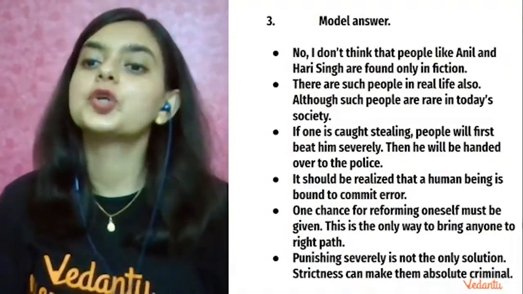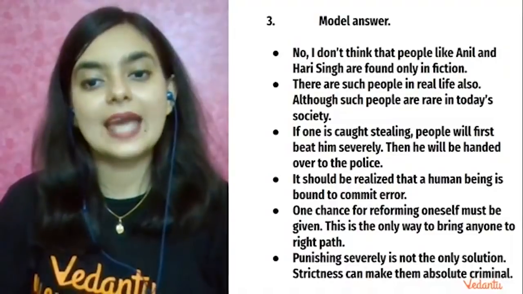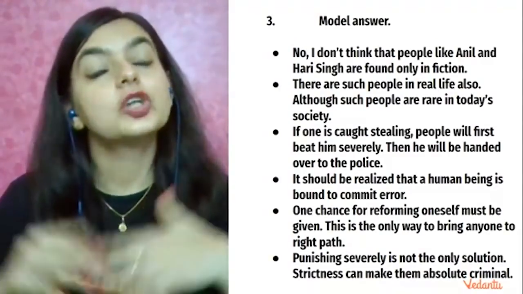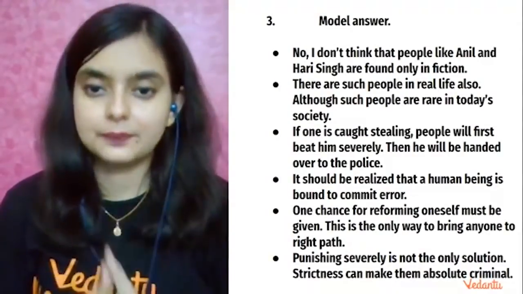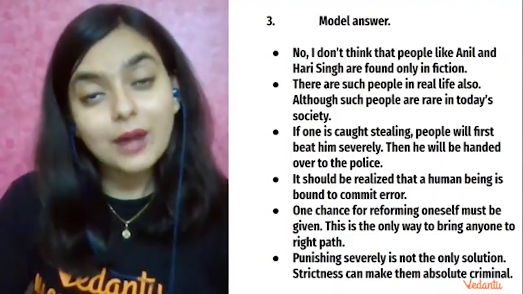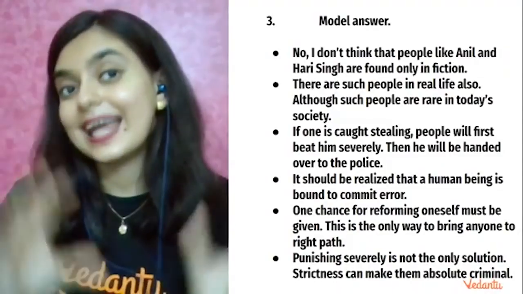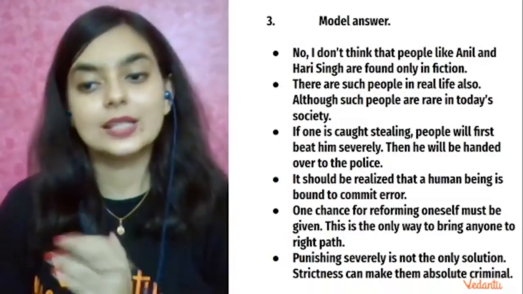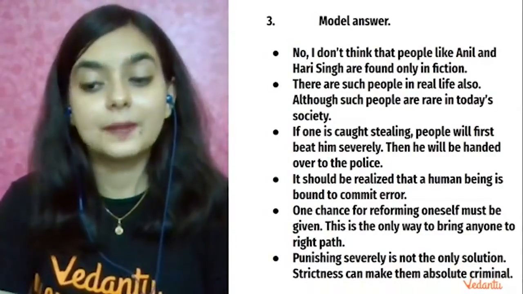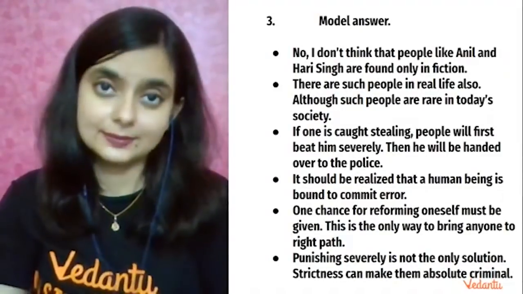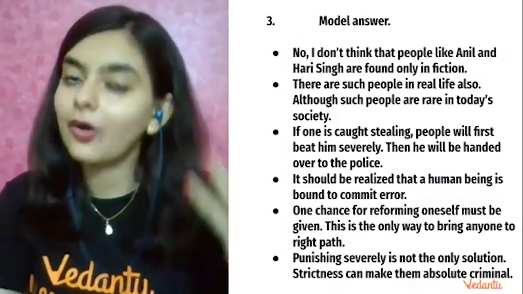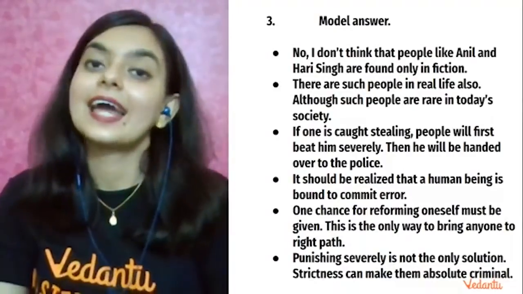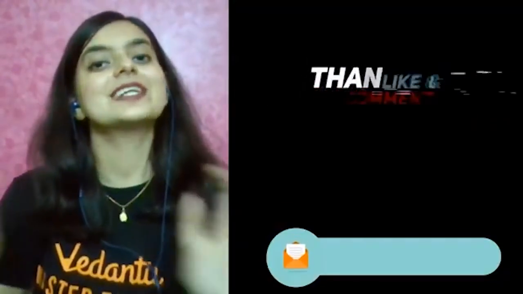So it should be realized that a human being is bound to commit error. Yes, we can commit error, we are human beings. But there should be a chance for reformation, right? And maybe your one chance of reformation can bring that person to the right path. Punishing severely is not the only solution. Strictness can make a person an absolute and hardcore criminal. So please try to soften your heart, develop the feelings of humanity and forgiveness, and give people a chance. Everyone deserves a second chance.